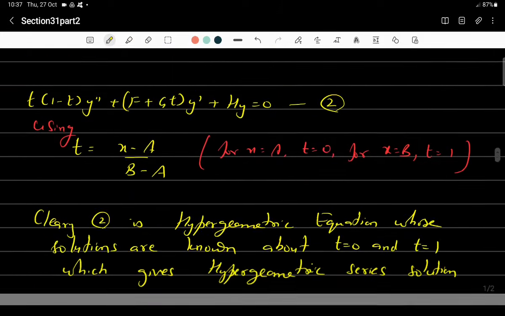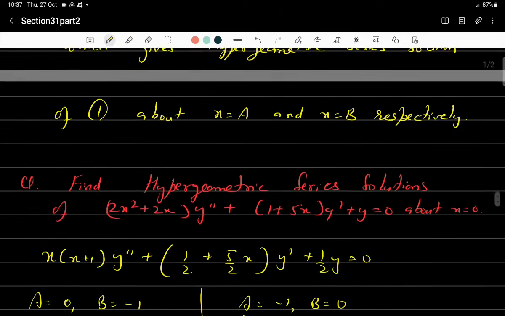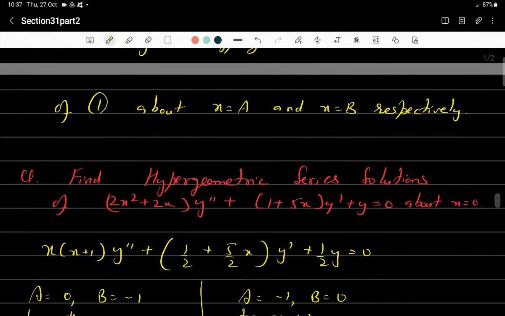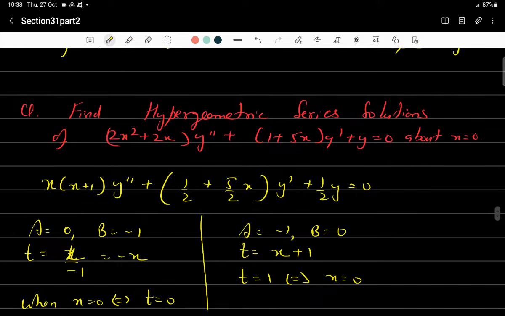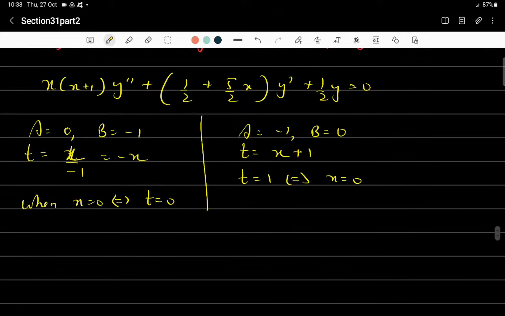The other remark is that for the given equation, x is equal to 0 and x is equal to minus 1 are regular singular points. It means I can find the hypergeometric series solution about x is equal to 0 as well as about x is equal to minus 1. But here it has only been asked about x is equal to 0.